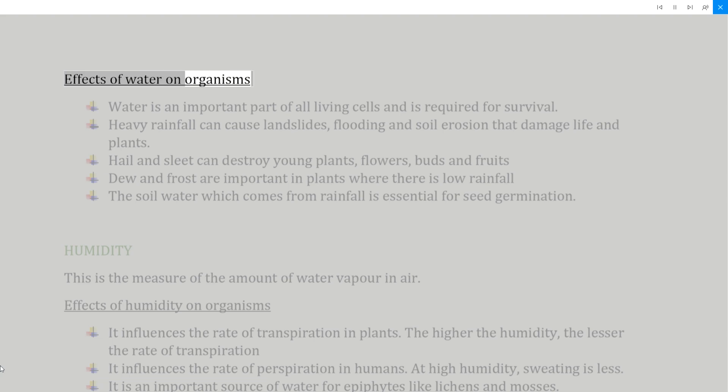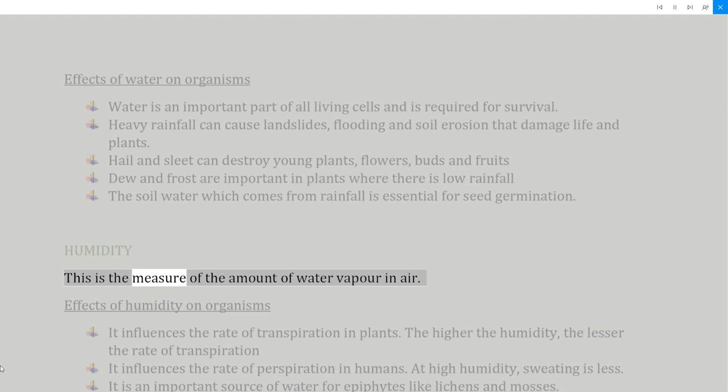Effects of water on organisms. Water is an important part of all living cells and is required for survival. Heavy rainfall can cause landslides, flooding and soil erosion that damage life and plants. Hail and sleet can destroy young plants, flowers, buds and fruits. Dew and frost are important in plants where there is low rainfall. The soil water which comes from rainfall is essential for seed germination.